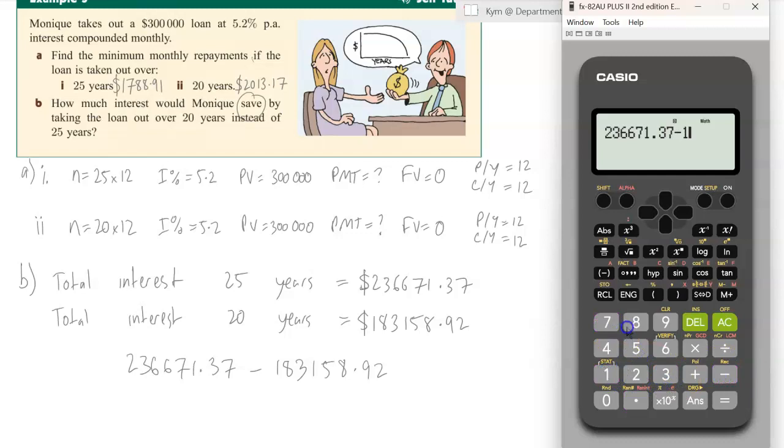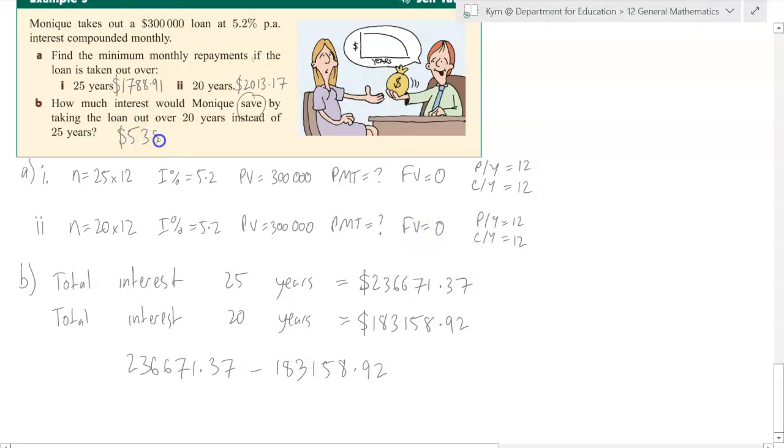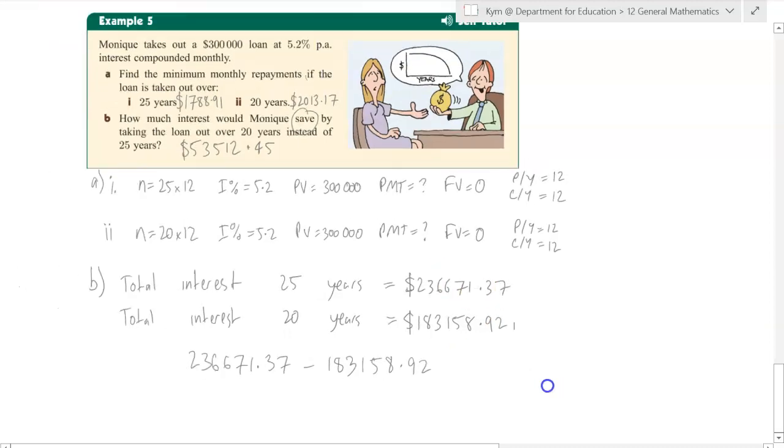Take away $183,158.92, which works out to be $53,512.45. The total amount saved is that amount there, $53,512. And what was it, 45 cents? Again, it's the difference between paying it off in 25 years and the amount of interest associated with that, and paying it off in 20 years and the amount of interest associated with that, and finding the difference between those two values. And that's it. I'm going to leave that video basically right there.